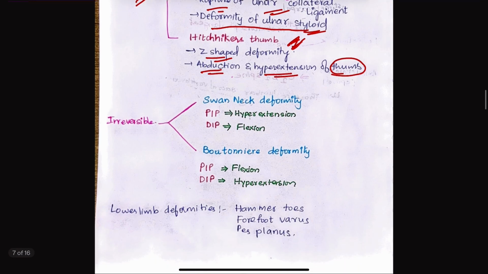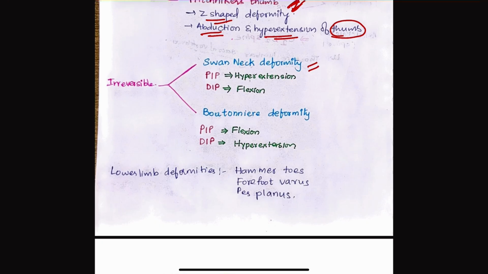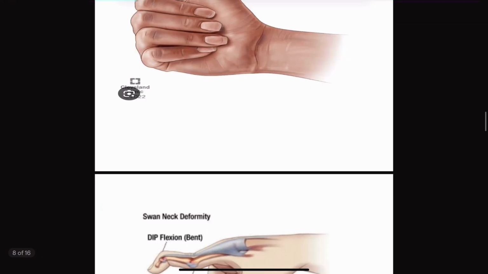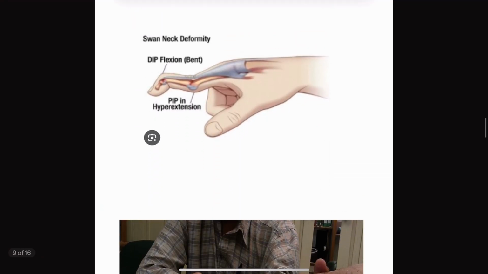After reversible deformities, we have irreversible deformities. They are swan neck deformity and boutonniere deformity. These are just opposite to each other. In swan neck deformity, we'll see hyperextension at the proximal interphalangeal joint and flexion at the distal interphalangeal joint. Let us now see the diagrammatic representation. This is a swan neck deformity. There is hyperextension in the proximal interphalangeal joint and flexion at the distal interphalangeal joint.